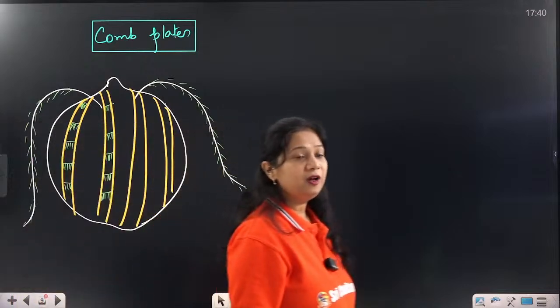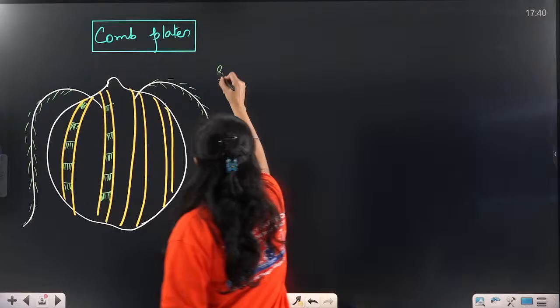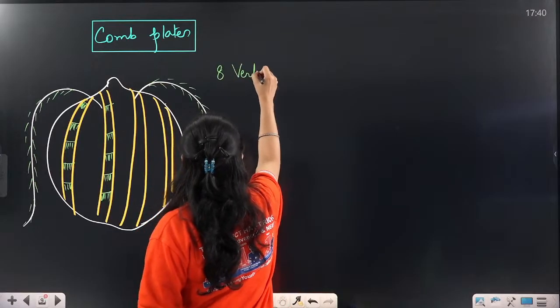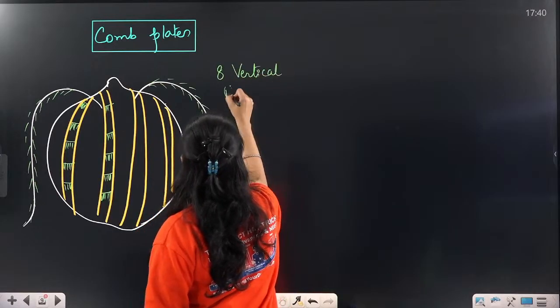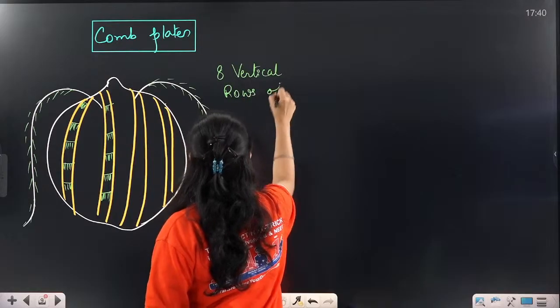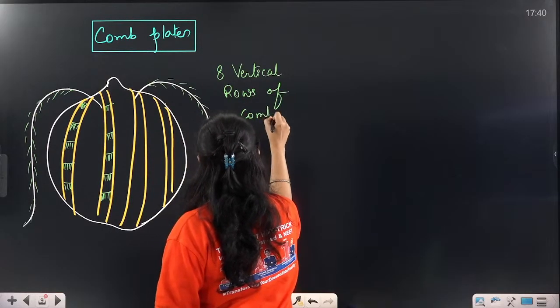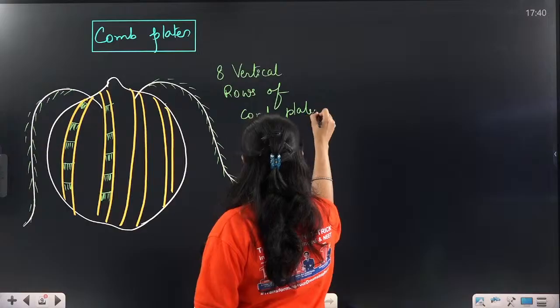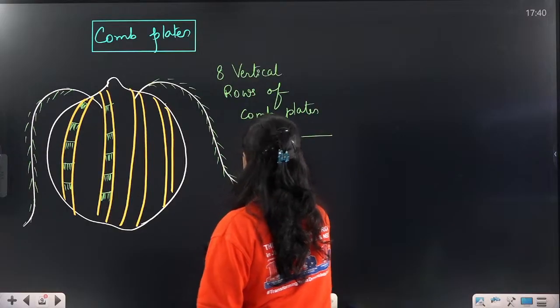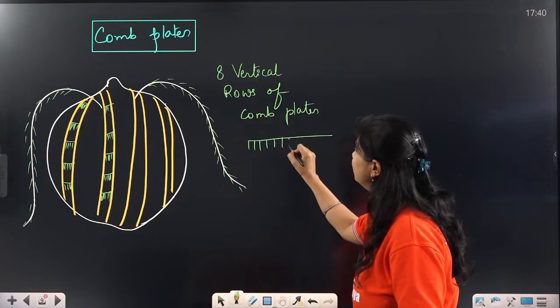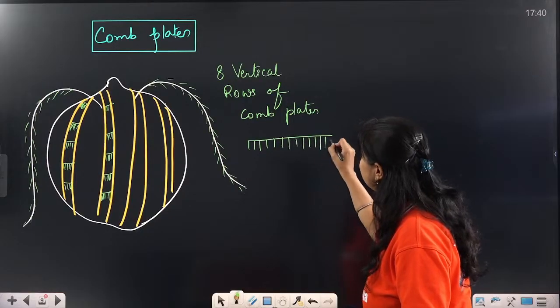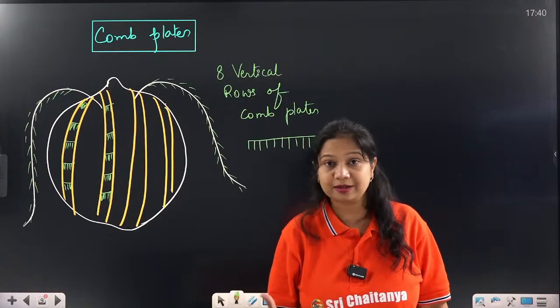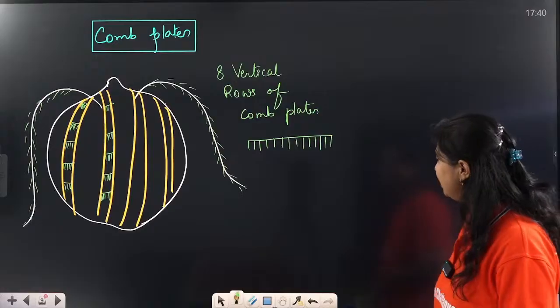Because they have 8 vertical rows of comb plates. Now, how do they appear? These comb plates are exactly like a comb. See here, exactly like the teeth of a comb, the structure appears. That is why the name comb plates is given.